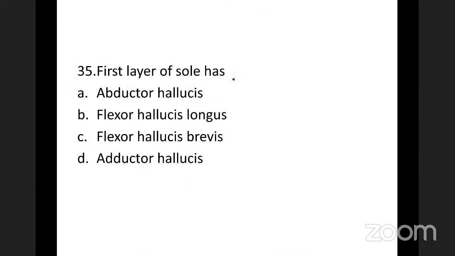The first layer of sole has, what is the answer, students? The first layer of sole has? Abductor hallucis. Excellent, excellent. Flexor hallucis longus was a muscle of which compartment? Posterior compartment. Flexor hallucis brevis, and then you have the adductor. So the answer is the first one, first layer of sole.